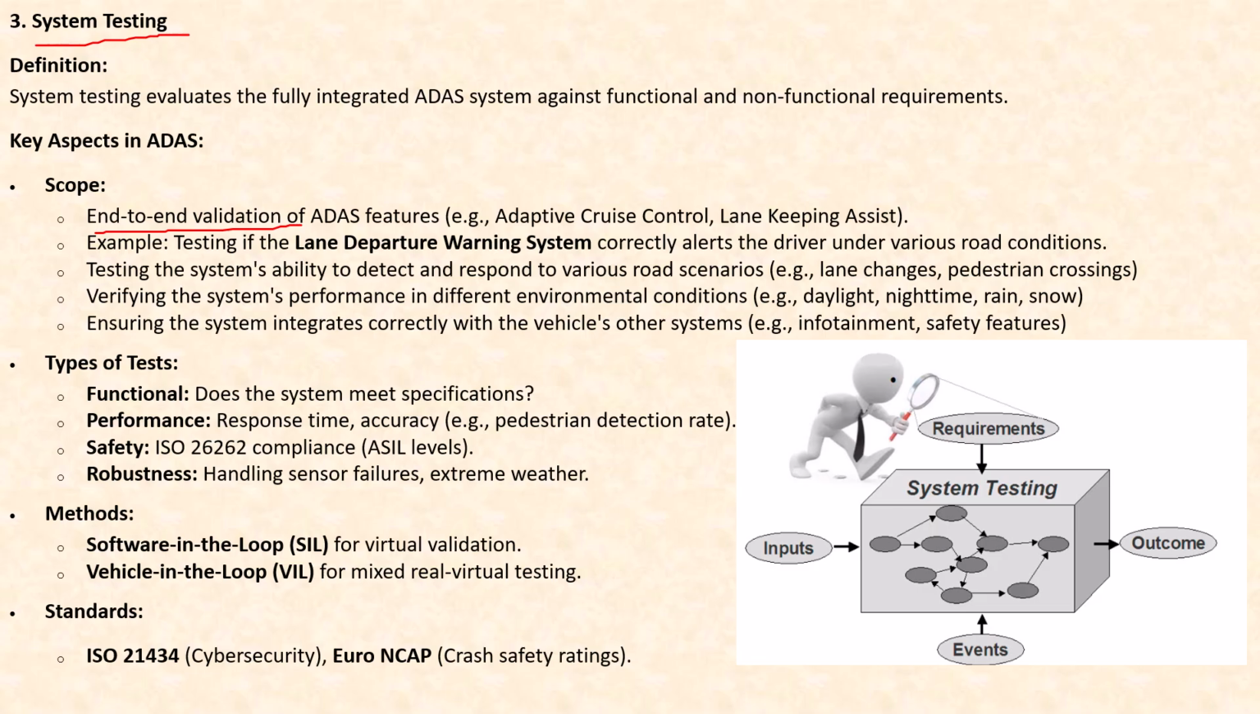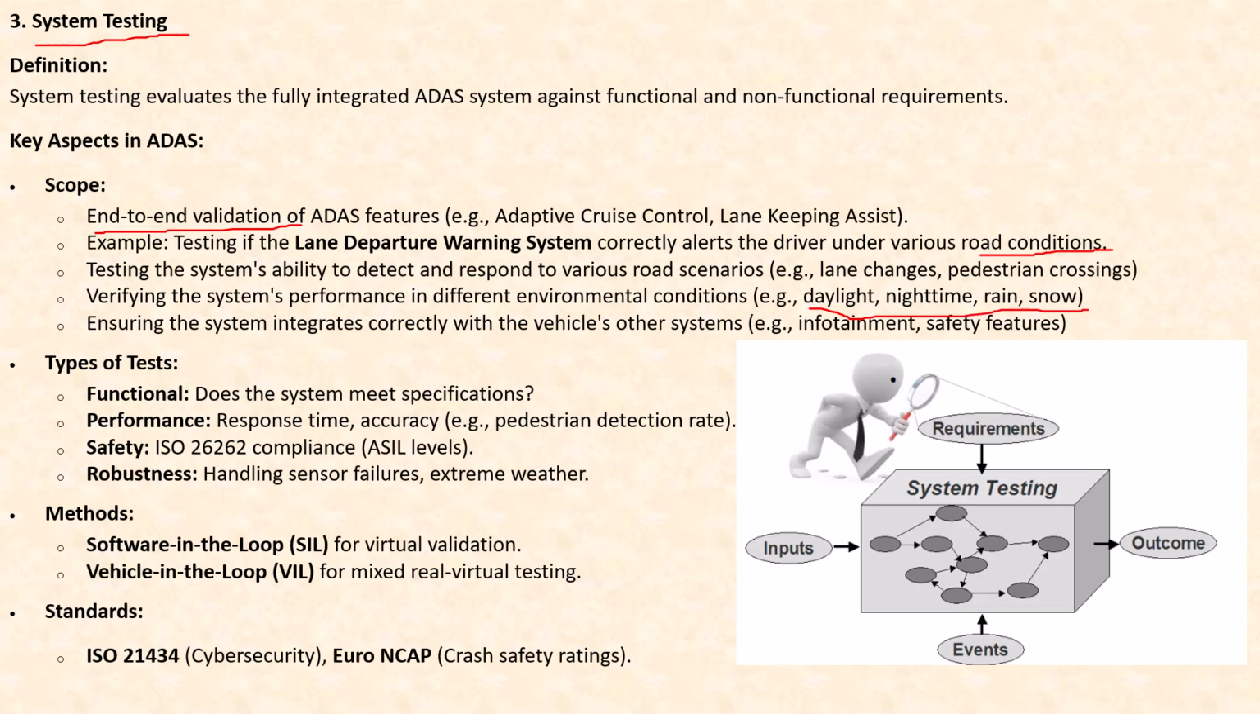Now testing the system's ability to detect and respond to various road scenarios, for example lane changes, pedestrian crossings. Verifying the system's performance in different environment conditions: daylight, night time, rain and snow, all these things, testing under different scenarios. This is what I mentioned when I said various road conditions. It is not only the condition of the road, like whether it is bumpy or has a lot of potholes, or it is very smooth, or it is snowy, but all the various types of ambient conditions are also included.